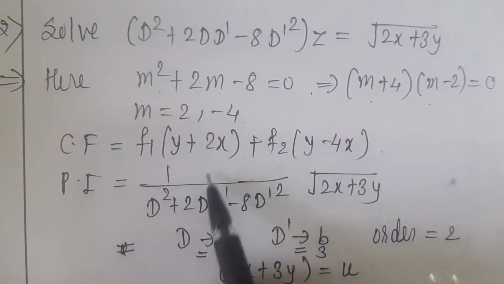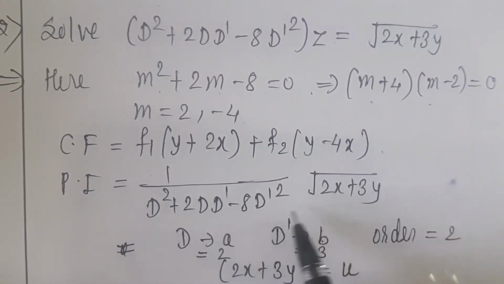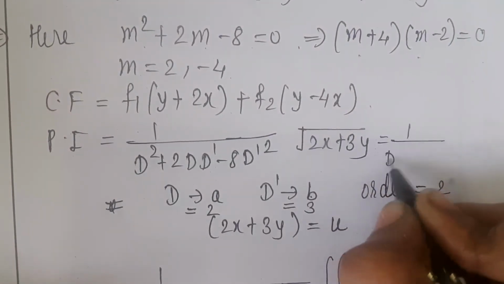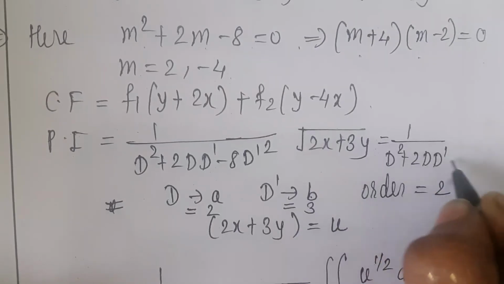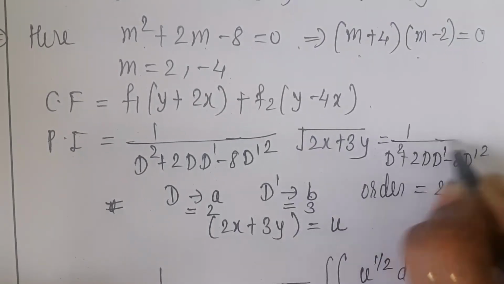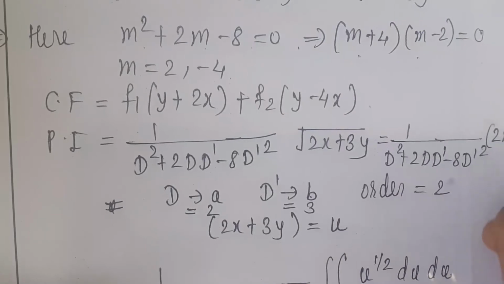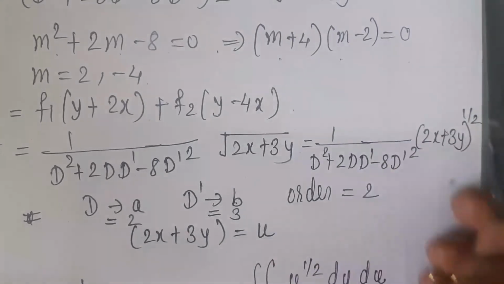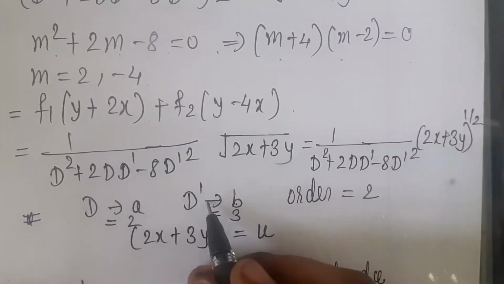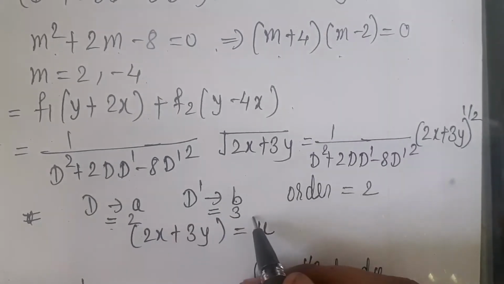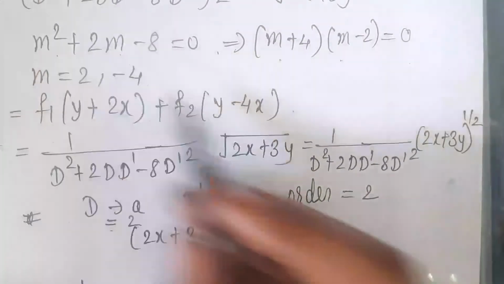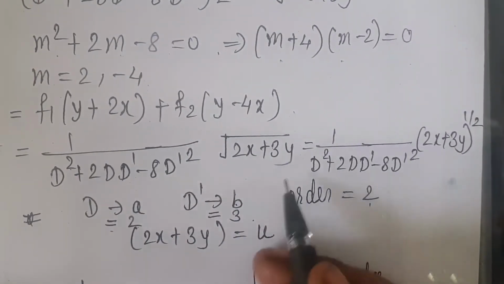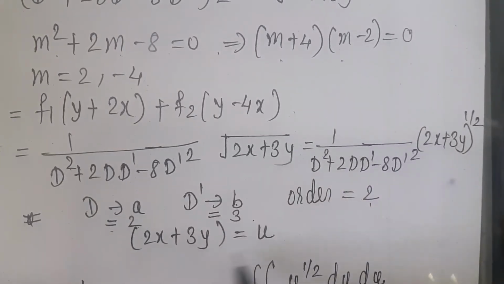Now the particular integral is 1 upon D square plus 2DD' minus 8D' square into root. So this root is nothing but 1 upon D square plus 2DD' minus 8D' square multiplied by 2x plus 3y to the power half. So what is this case? The case says replace D by a, D' by b, a means 2, D' by 3, and the order of the derivative is 2. So if the order of the derivative is 2, then we have to integrate 2 times and replace this 2x plus 3y by u.